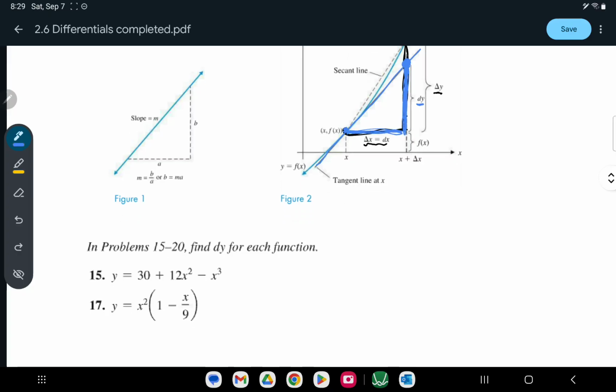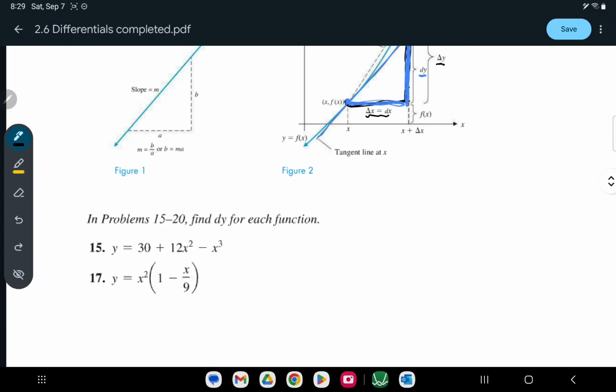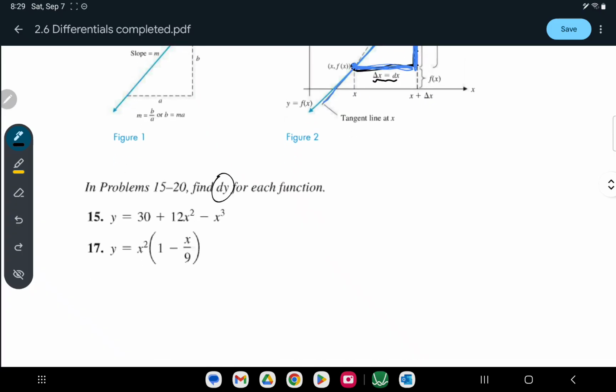Let's see if we can throw some numbers into it to make it make a little bit more sense. So find dy for each function. So dy is just the derivative times dx.